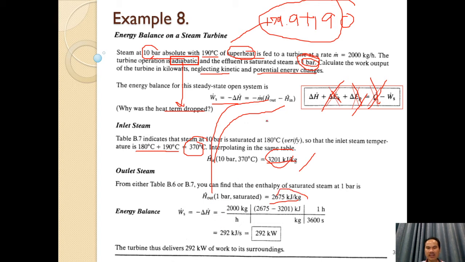And then you substitute S in and S out into this. You know the mass rate is 2000 kilograms per hour. Then you calculate the work: this mass rate times S out minus S in. Then you convert the unit of hour, 1 hour equal to 3600 seconds, and you get 292 kilojoule per second. But you know, right, joule per second is watt, and kilojoule per second is kilowatt. This is the work done by the system to the surroundings, 292 kilowatt.